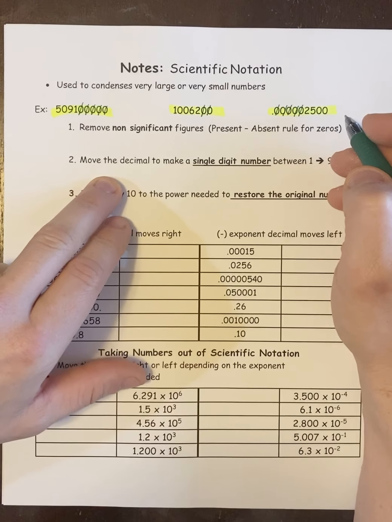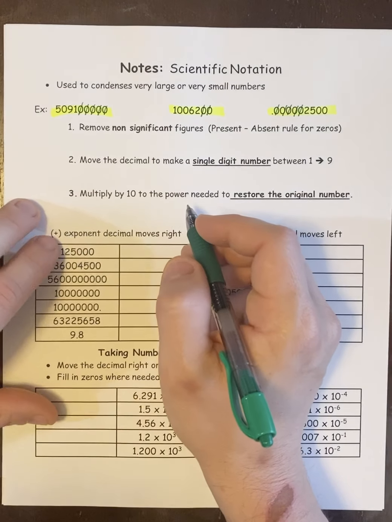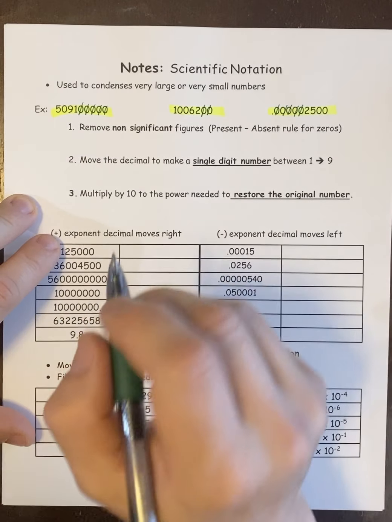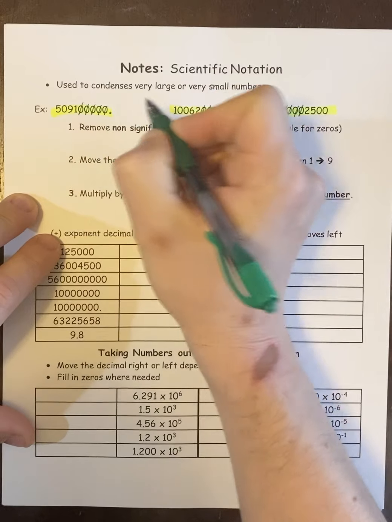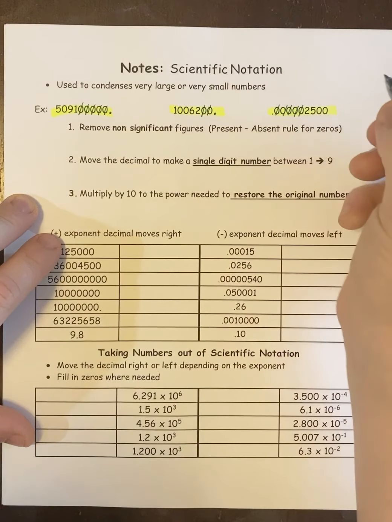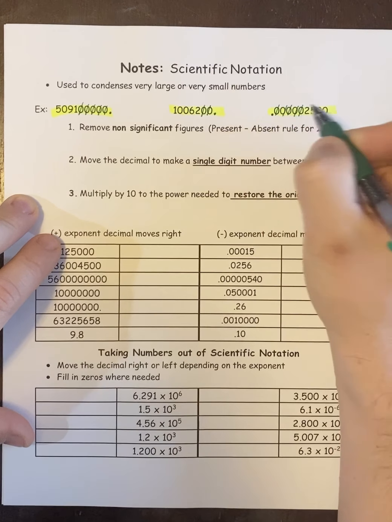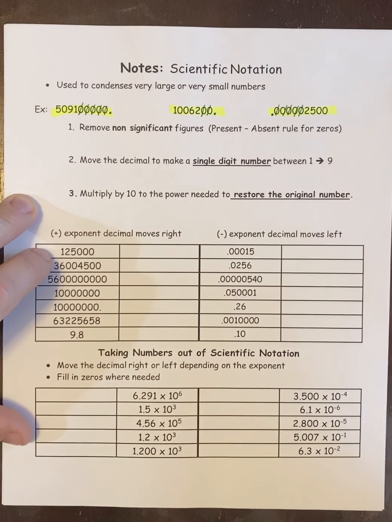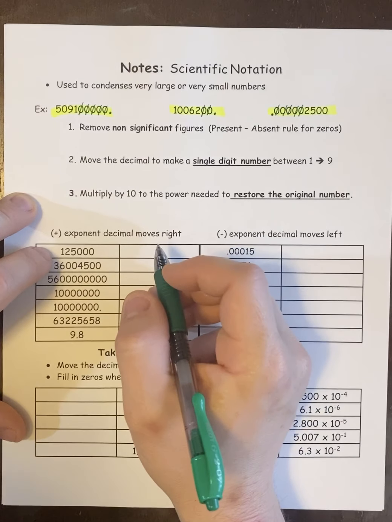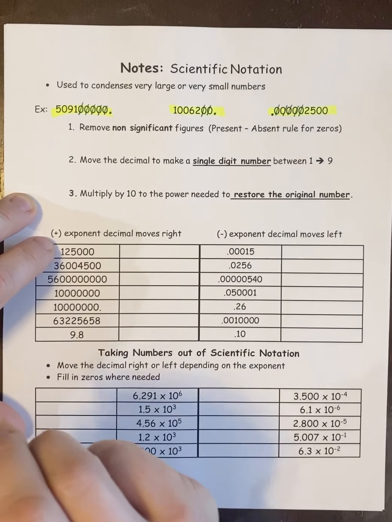Now I'm going to move the decimal to make a single digit number. So what that means is the decimal normally, if it's not written in the number, would be at the end. So in these two cases, it would be here. And in this number, it's smaller than 1, so they wrote it in for you. It's right there. So that one's not hard. Now I'm going to move it to behind the first non-zero number.